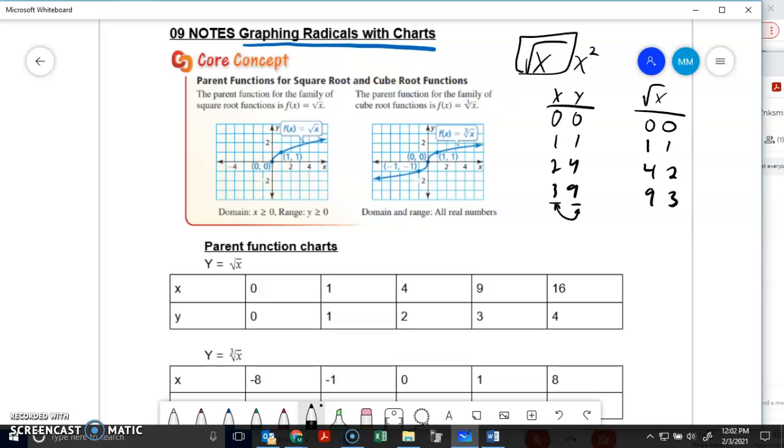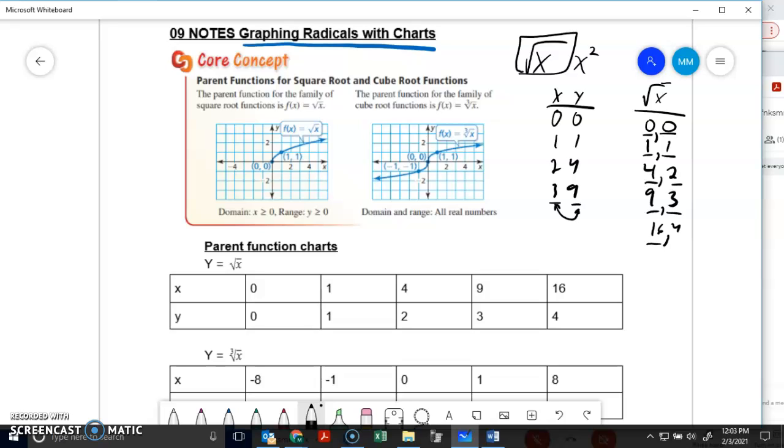And think about that. I'm taking the square root of x. The square root of 0 is 0. The square root of 1 is 1. The square root of 4 is 2. The square root of 9 is 3. The square root of 16 is 4. So 0, 0, 1, 1, 4, 2, 9, 3, 16, 4. Those are the parent function points for the square root of x.